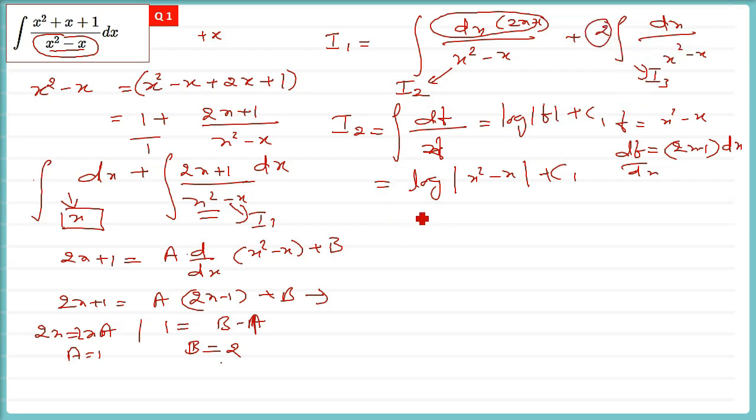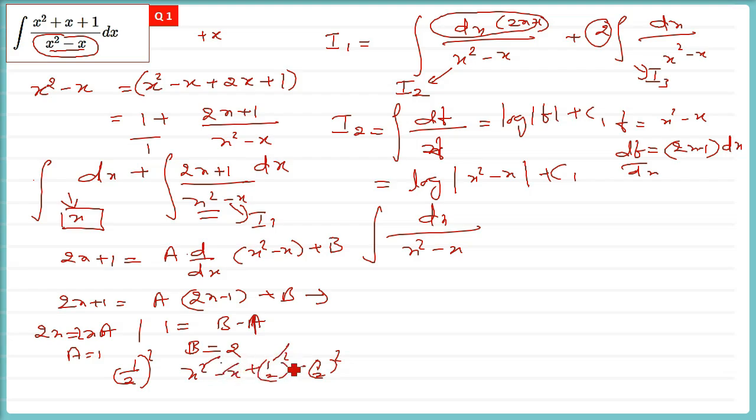Now the second part we are doing, which is dx divided by x square minus x. This x square minus x we have to make a perfect square. So what is in front of x? 1. Divided by 2, it will be 1 by 2. Square it, add it and subtract it, that is plus half square and minus half square. So a square plus b square minus 2ab, so this will be x minus half whole square.